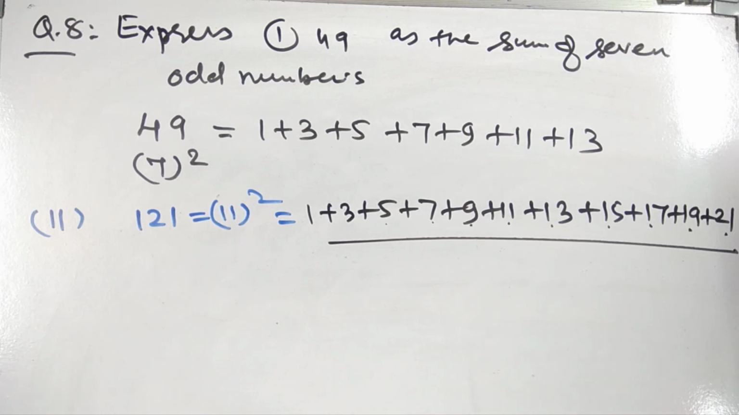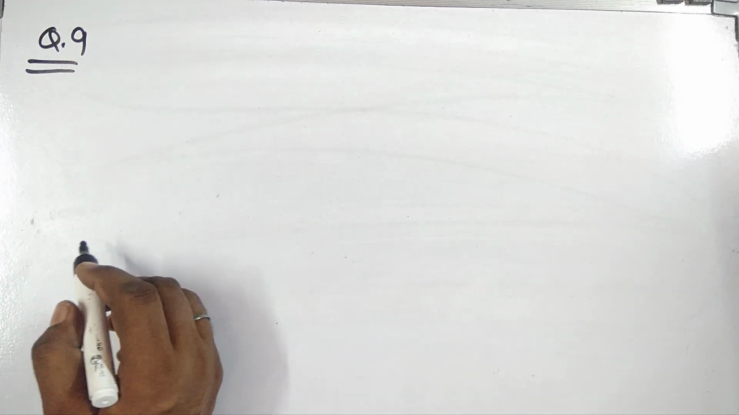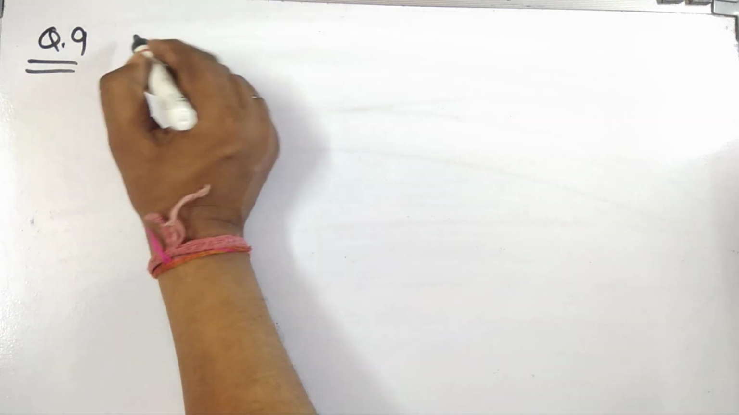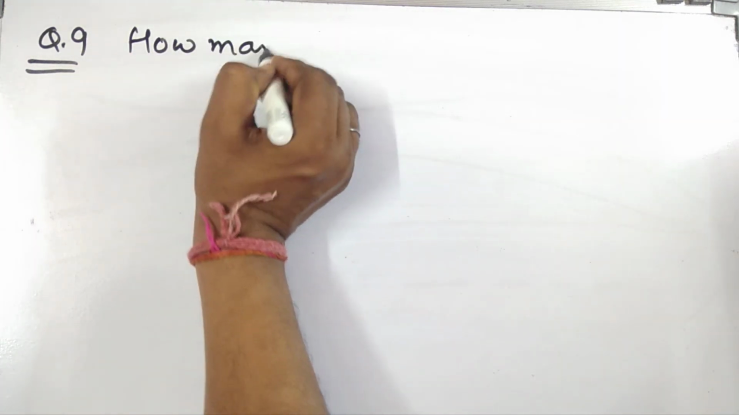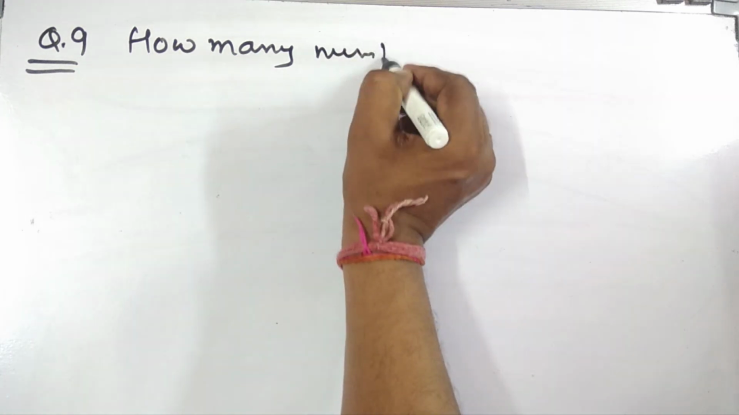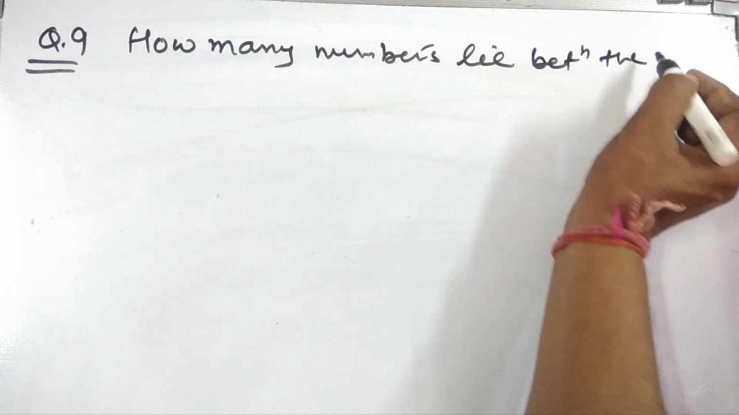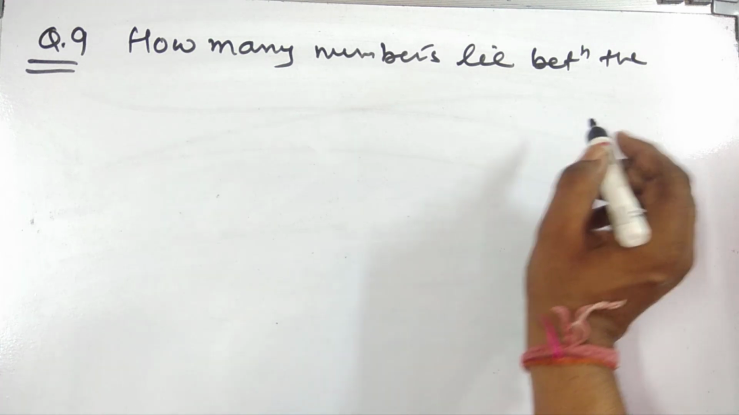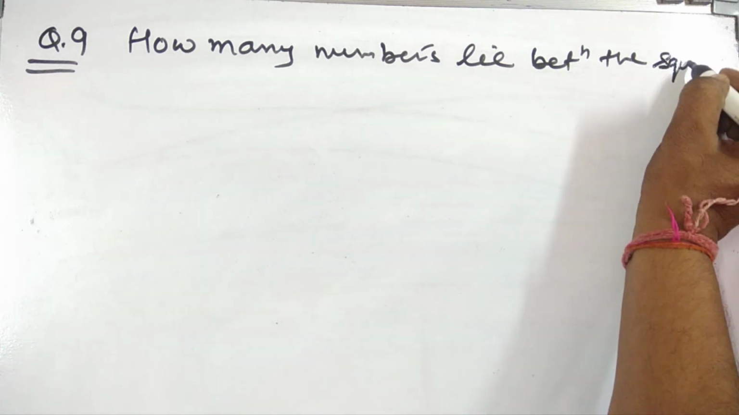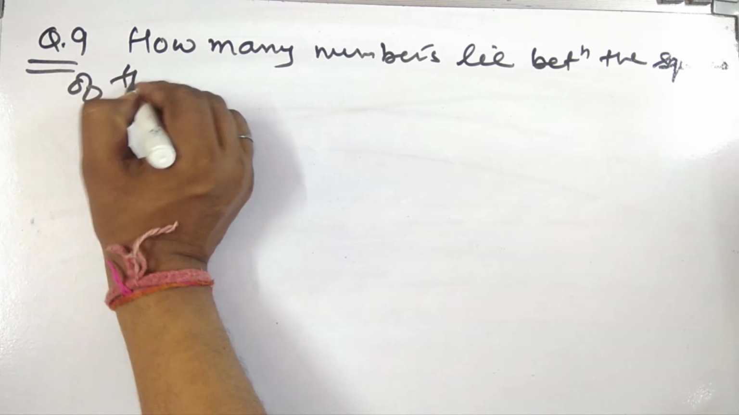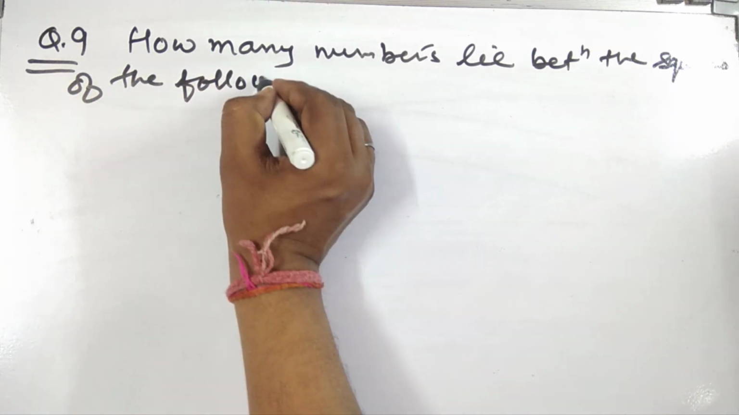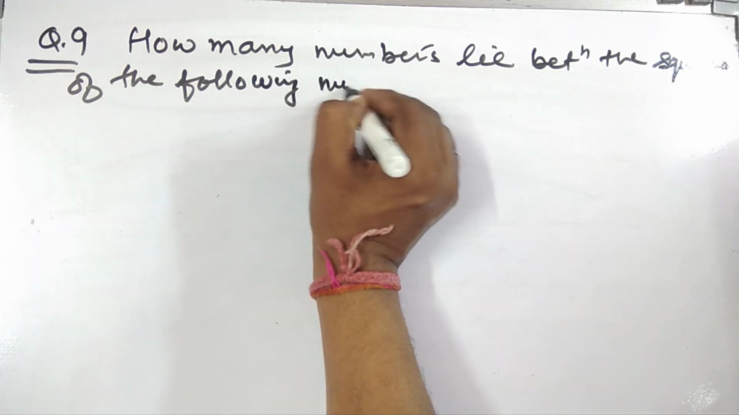So students, next we will move to question number 9. How many numbers lie between the squares of the following numbers?